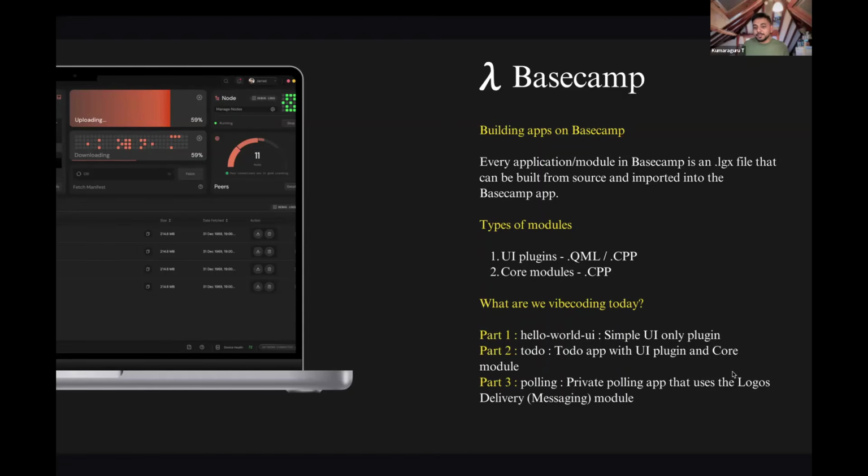And finally, we have the private polling application, and this uses one of the pre-baked modules, which is Logos Delivery. And another piece of feedback that I received from a couple of hackers who've been trying to build on top of Logos is that the terminologies could be a bit confusing.